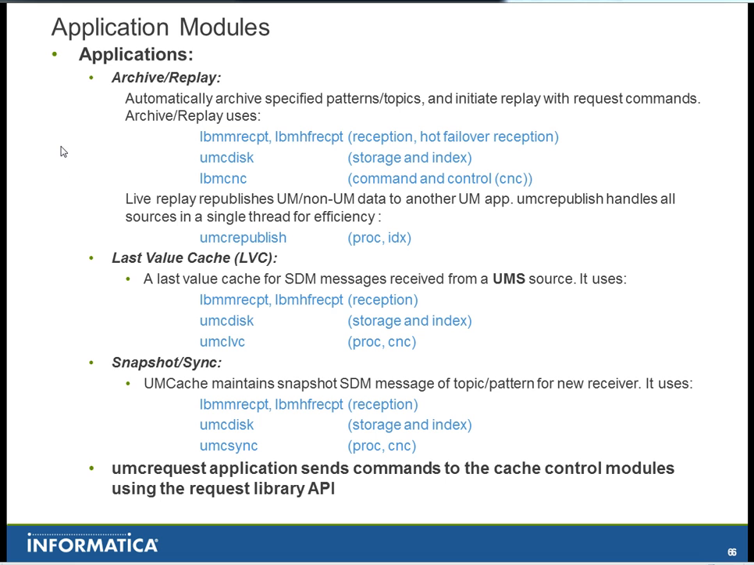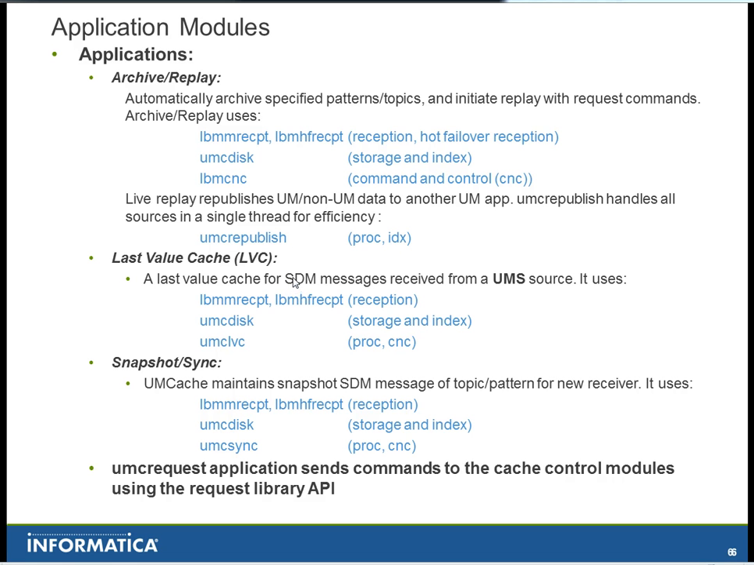Several applications are bundled with the UMCache, and the needed modules to implement the applications have been listed. The archive and replay application archives specific topics and initiates replay upon request. Of special mention is the live replay, which republishes data to other UM applications. The UMC republish module can be used for live replay efficiency when there are a large number of topics.